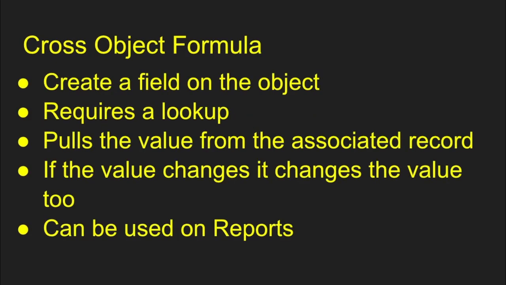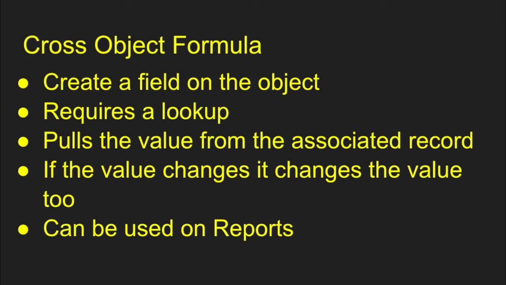The first one is a cross-object formula. This is where you create a field on the object. It requires a lookup to the object that you want to pull the value from. If the value on the associated record changes, it changes the value too. It can be used in reports as well. So one thing to think about with cross-object formulas is that you want to build them when you always want that value to be completely reflective of what that parent value is.